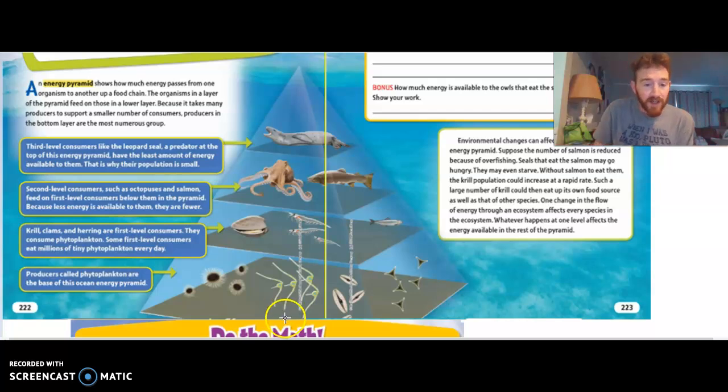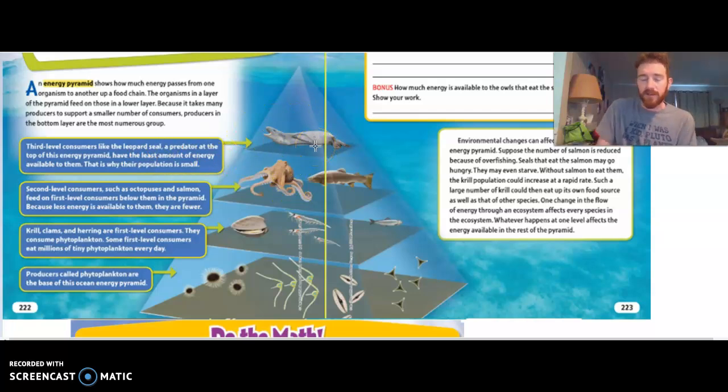And then they work their way up to these things like the first level consumers, which would be like krill and clams and other fish like this. And then up higher, we see bigger organisms like octopi, and looks like another kind of fish that's maybe like a salmon that would eat krill and things like that. And then up at the top, we have this one called a leopard seal in this case.